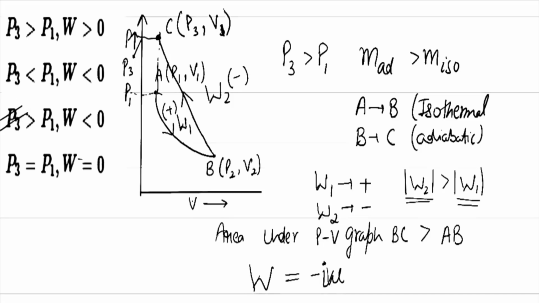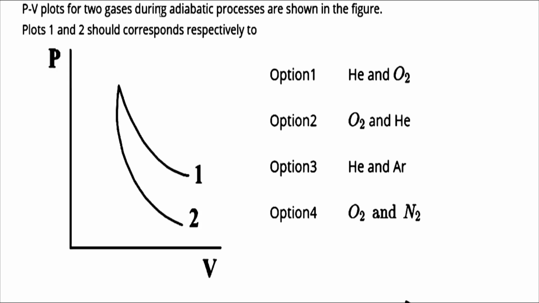Thank you. The PV plot for two gases during adiabatic processes is shown in the figure. Plot 1 and 2 should be respectively: option 1, helium and oxygen; option 2, O2 and helium; option 3, helium and argon; and option 4, O2 and N2.